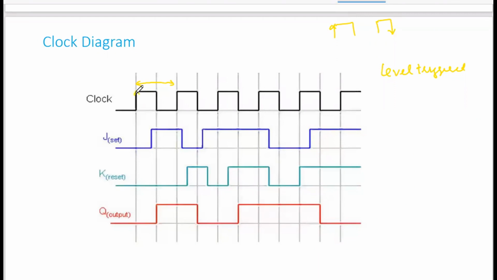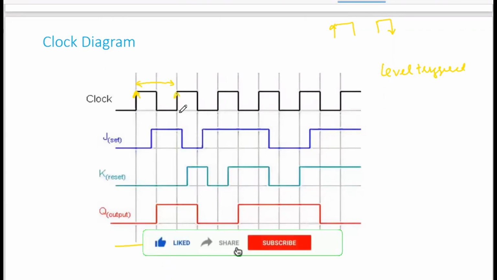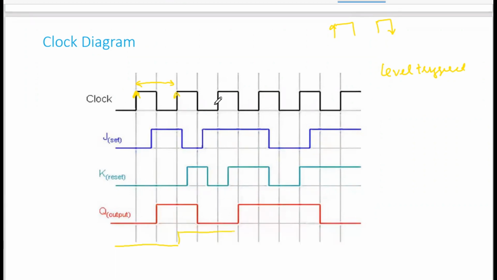While if this were edge triggered, suppose it was positive edge triggered, then what would happen? Here you see, in between, if there is no change, then your output comes exactly like this. Now again at this point, j is 1, k is 0 and immediately your output becomes 1. Now here there will be no change. Again this clock is there. Here you can see j is 1, k is 0.